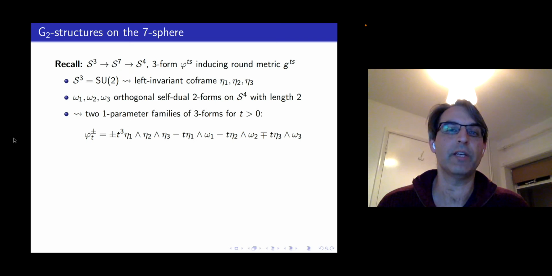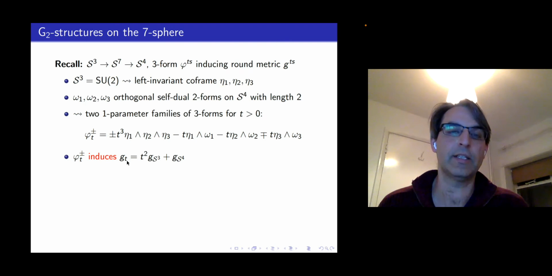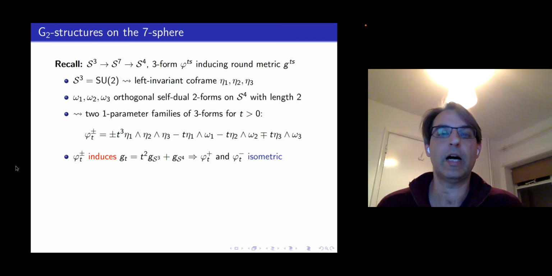So let's make some observations about this family. The first key observation is that phi_t^plus and phi_t^minus both induce the same metric. In fact, it's the metric g_t that we saw before when I was talking about the canonical variation. In particular, phi_t^plus and phi_t^minus are isometric G2 structures. So what it means for 2 G2 structures to be isometric is that they define the same metric.